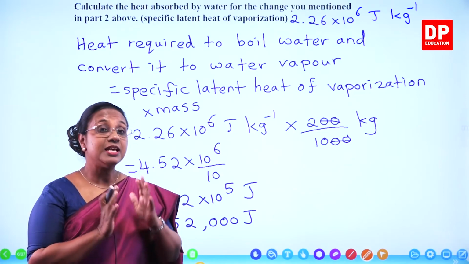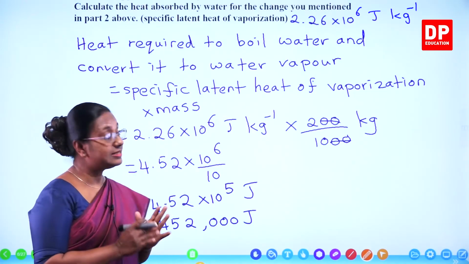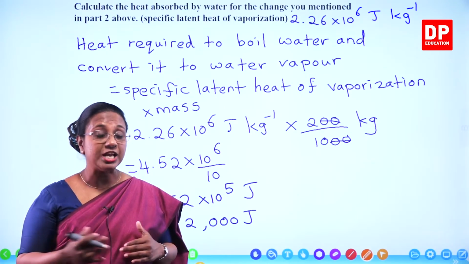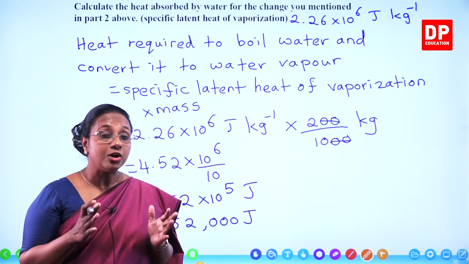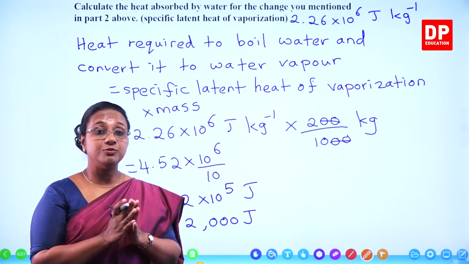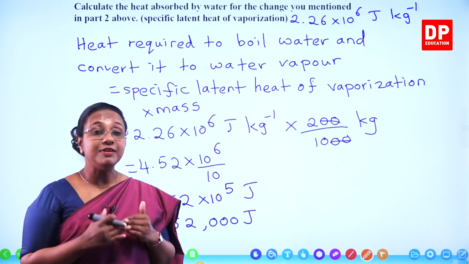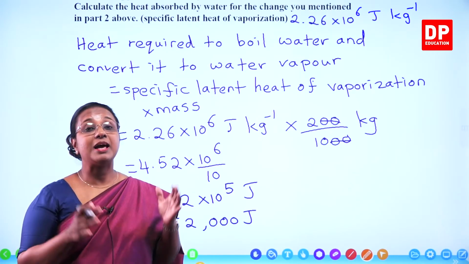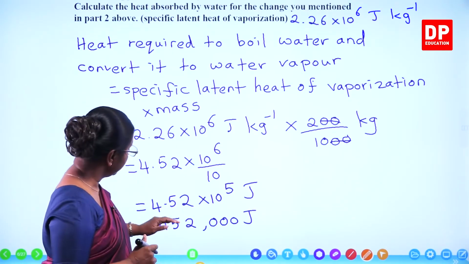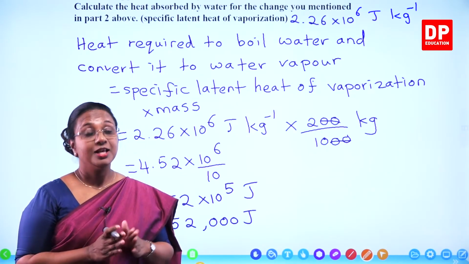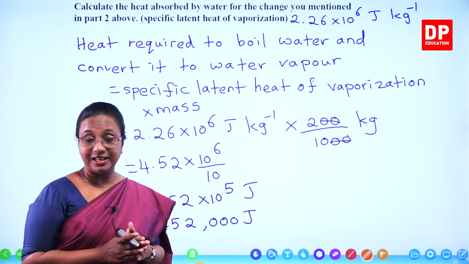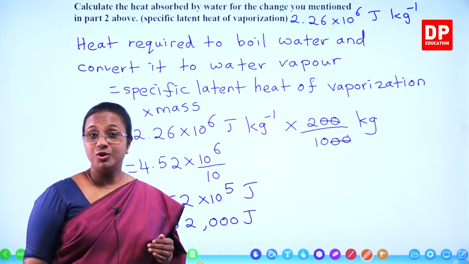So here students, the main thing is you need to understand the concept. You have to identify what is happening, whether it's a state change or an increase in temperature. Accordingly, you have to use the equation. If it was increase in temperature, we use Q equals mc theta. If it is a state change, you have to multiply the latent heat by the amount of substance there. So then you will get the required heat. So I am sure you have understood this question and did the calculation correctly. So with that students, I will move on to the next question.